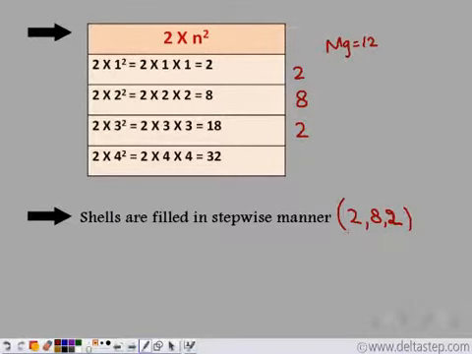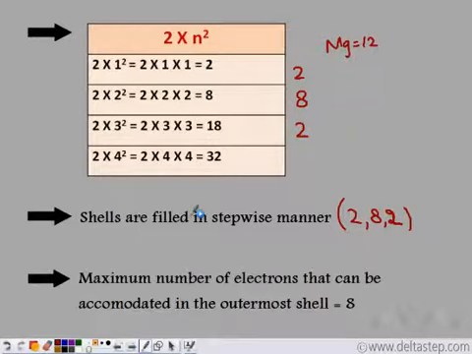So this is the electronic configuration. And this does not violate the third rule, which says that the maximum number of electrons that can be accommodated in the outermost shell is 8. We see that the outermost shell has 2 electrons, so it obeys all the rules. So this is the Bohr-Bury scheme for arranging the electrons in the shells.